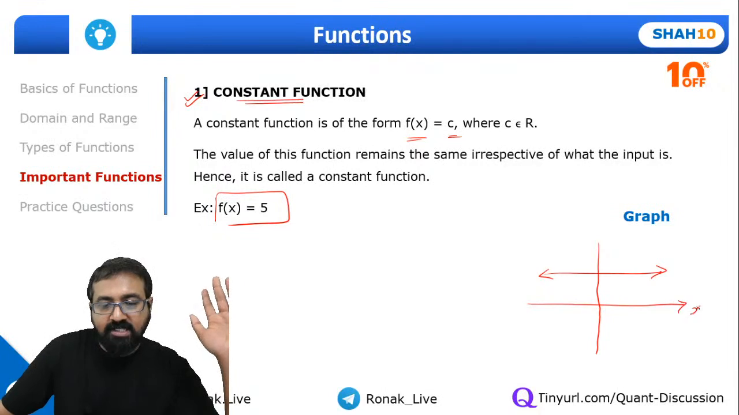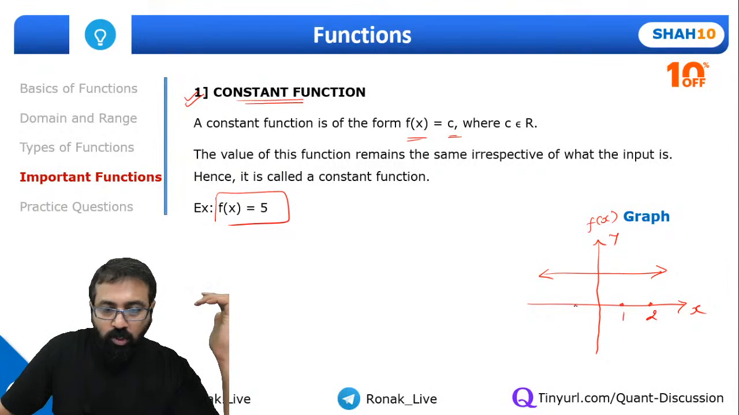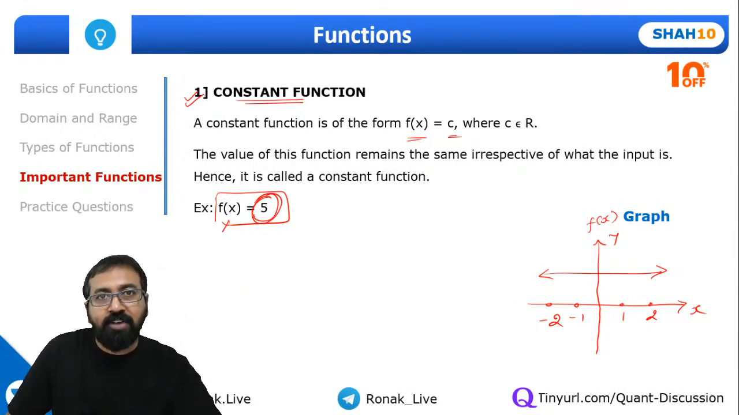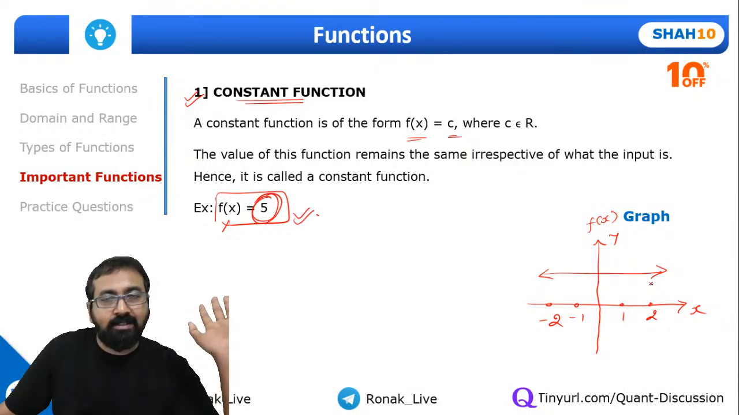See, this is the x-axis, this is the y-axis. Instead of y, you can also say it's f of x. It's one and the same. So if I take x as 1 or 2 or minus 1 or minus 2, ultimately f of x, or you can say y, will remain 5 because it is independent of x. So this is a constant function. The graph will be a line like this.